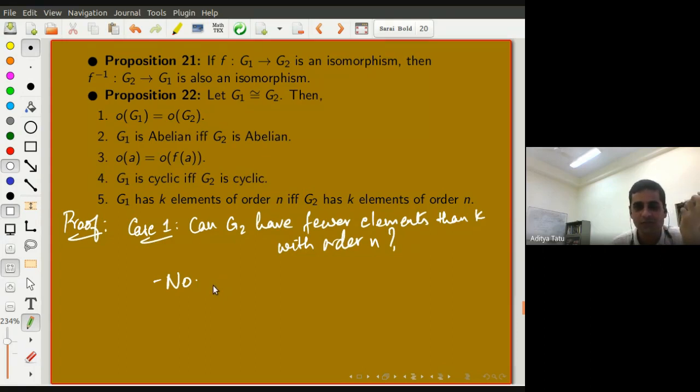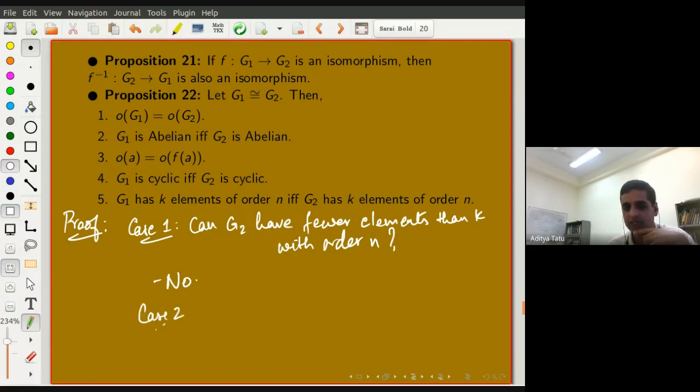Can I leave this as homework? Can I not write this here? I think it is simple enough for that. A1 to AK, I have k elements of order n in G1. The image of those k elements will also have order n. So it cannot have fewer than this.